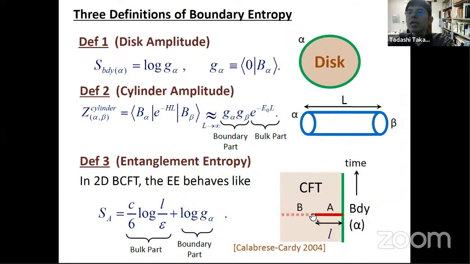So we have some time slice, and subregion A is here, region A is here, and the length is L. Then it takes this universal formula, right? This is a bulk contribution. This is half of the standard formula, right? For the Calabrese-Cardy formula it is c over 3, but here we have a boundary, so we cut it into half. So its contribution is half, but we have an extra piece, right? A constant contribution, which is precisely the same as this boundary entropy.